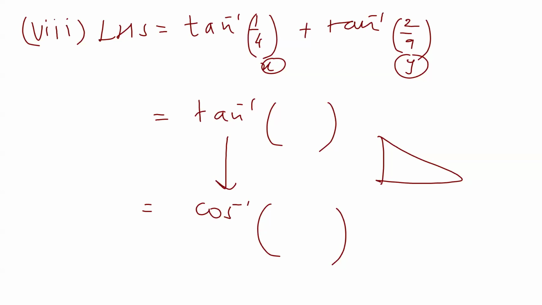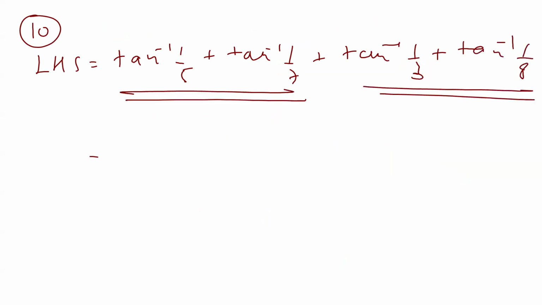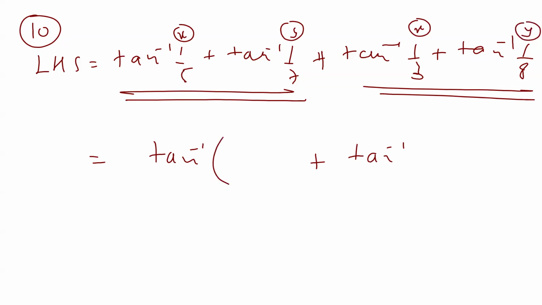Fine. So I'll give the hint for the 10th one as well. LHS is equal to tan inverse of 1 by 5 plus tan inverse of 1 by 7 plus tan inverse of 1 by 3 plus tan inverse of 1 by 8. So you can group two terms at a time. This will give you one tan inverse, plus the other two terms will give you one tan inverse. So this is x and this is y. Okay, so you'll get the values.